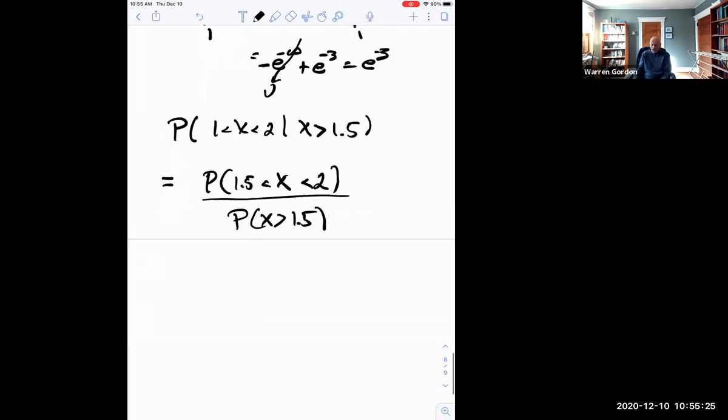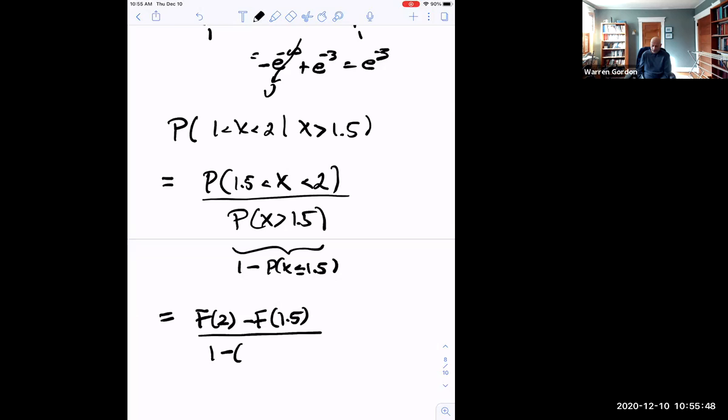Now, a couple of you actually did the integrations, which would work, but notice the denominator is 1 minus the probability that x is less than or equal to 1.5. So if I wanted to do this with the least amount of work, I would say this is F of 2 minus F of 1.5 over 1 minus F of 1.5. And now remember, F of x is equal to 1 minus e to the minus 3x.